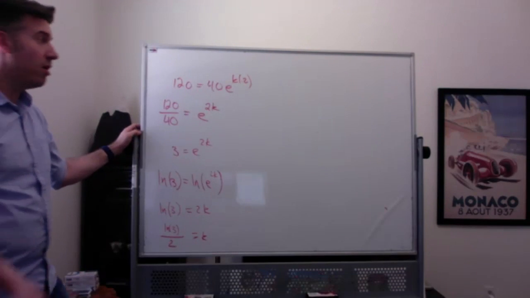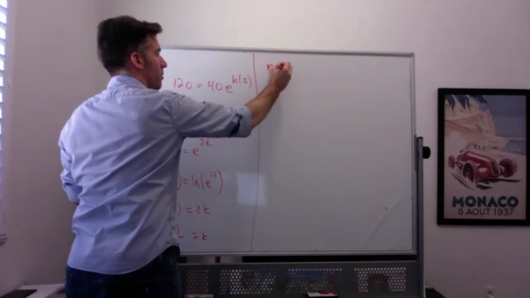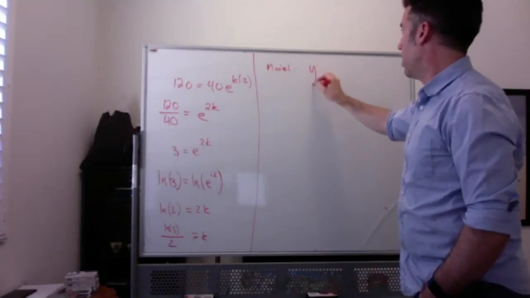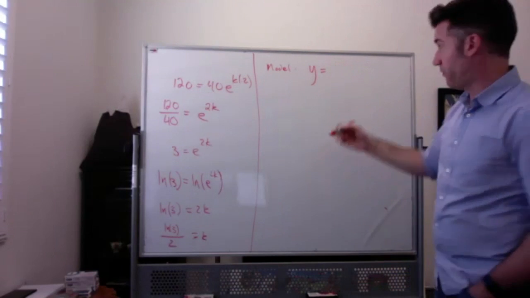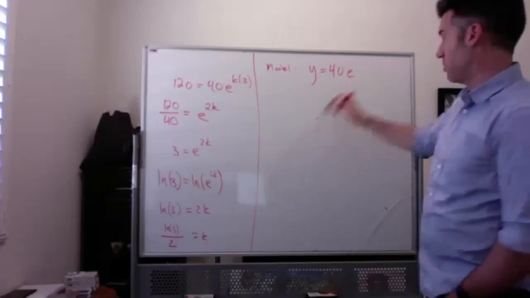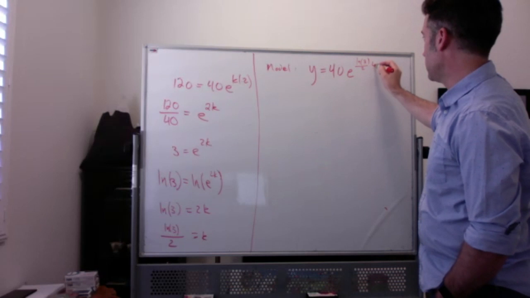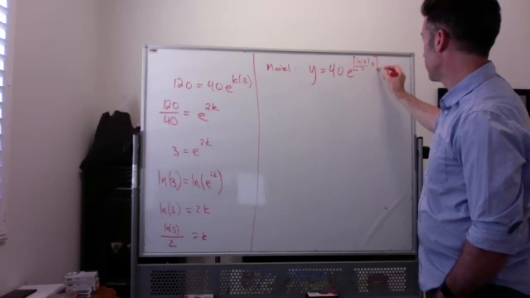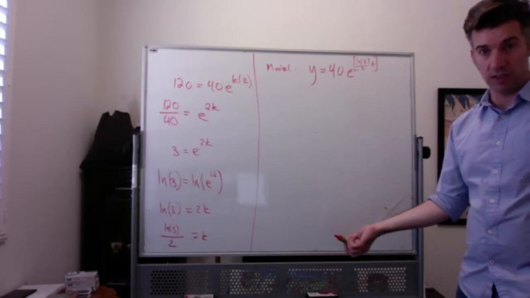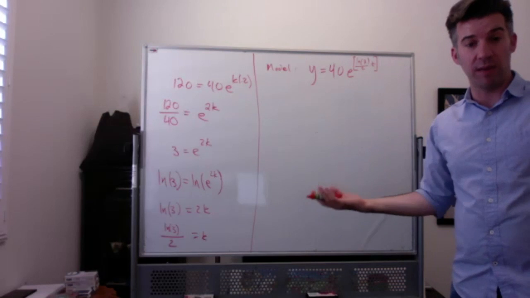So that means our model is y equal to c, which is 40, e to the k, which is natural log of 3 divided by 2, times t. That is our model for exponential growth of this particular bacterial colony. So then we can plug in any other time to answer questions that might be asked.